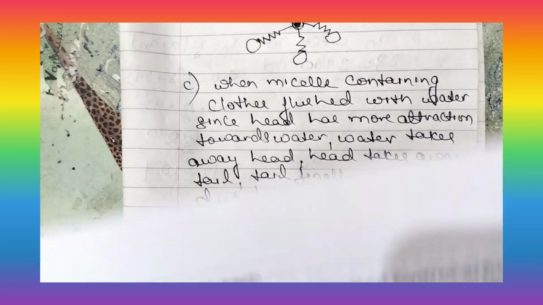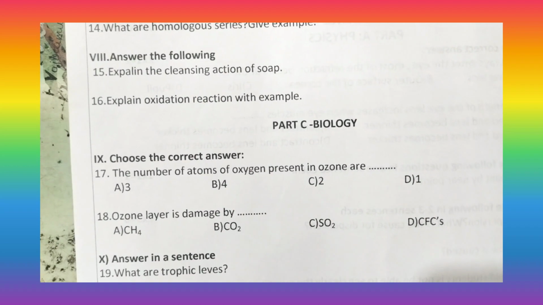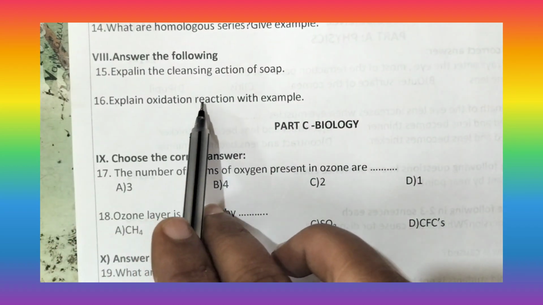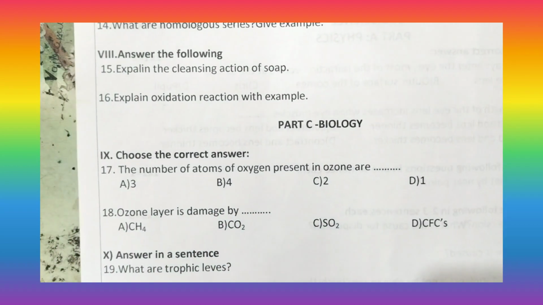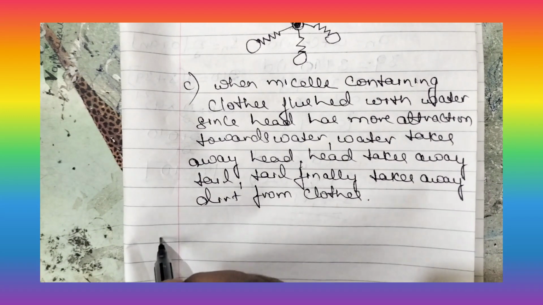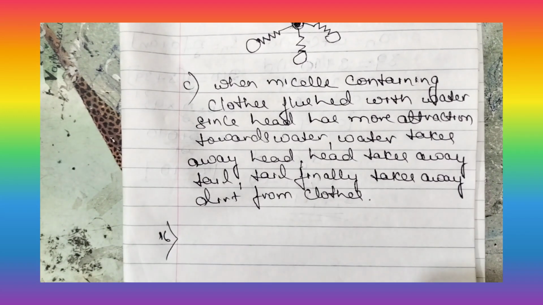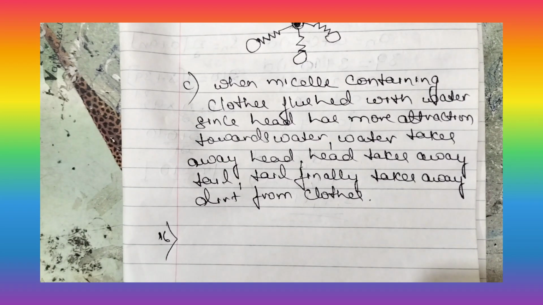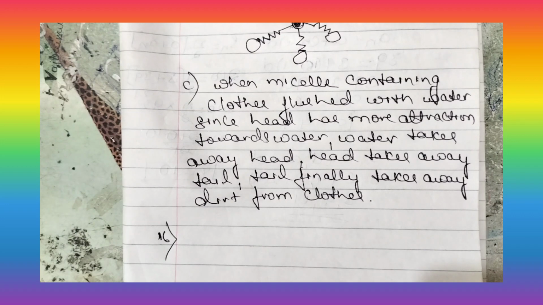Now let us move to the last question of the chemistry part, that is, explain oxidation reaction with an example. So let us explain oxidation reaction with an example, and this is the last question of Part B chemistry. First let us explain what is meant by oxidation reaction, and then let us take the example.